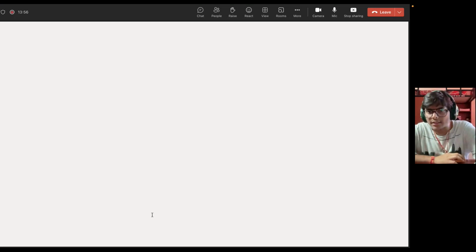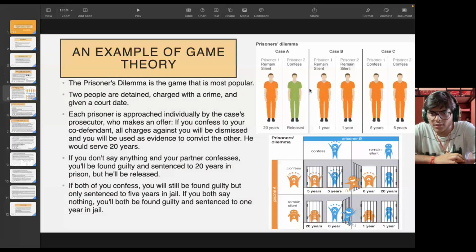Great. Now you can see the diagram over here. Confess, remain silent. Confess, remain silent. Prisoner A, prisoner B. Great. Now, this is an example of game theory.